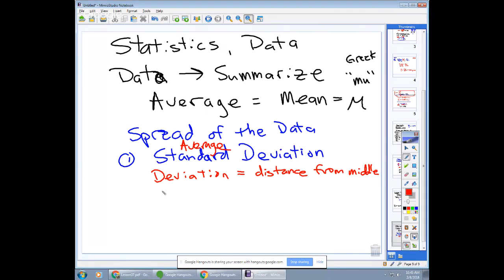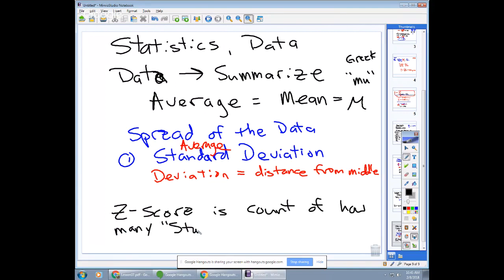Okay? So the idea of a z-score in statistics: it's a count of how many standard deviations a measurement is from the center, from the middle, from the average.